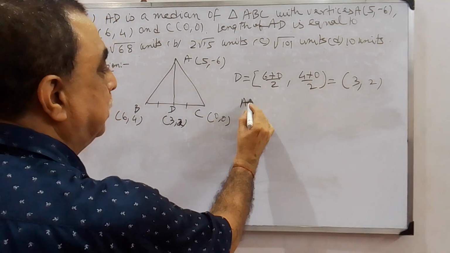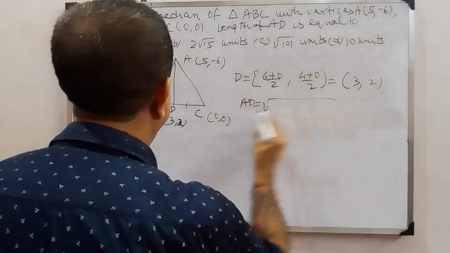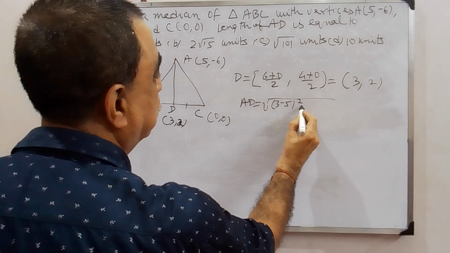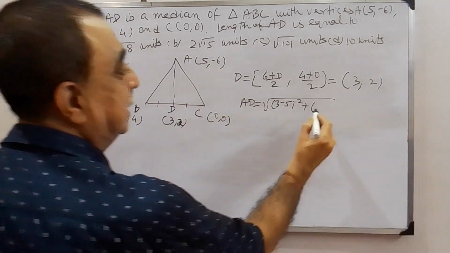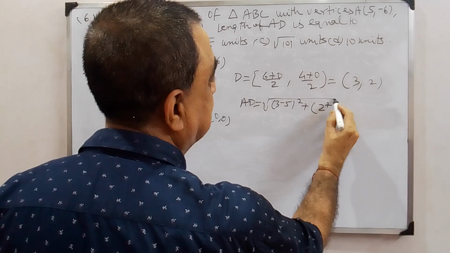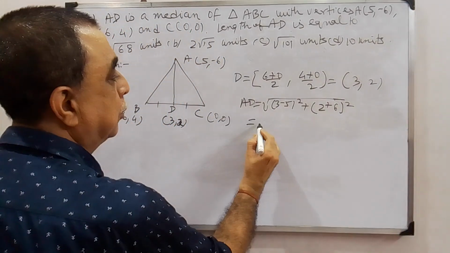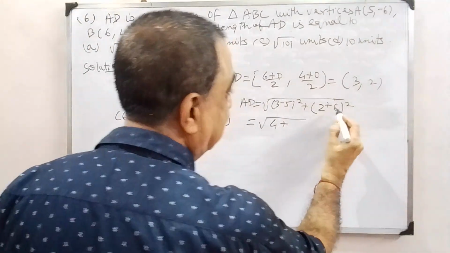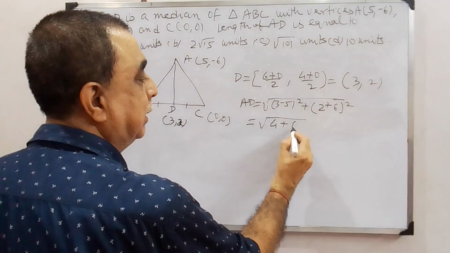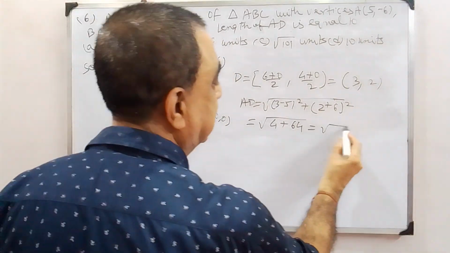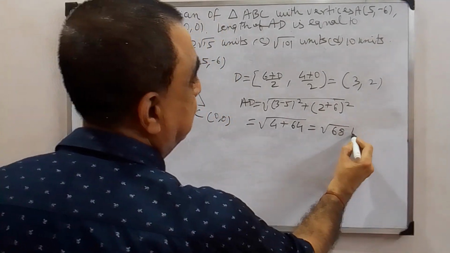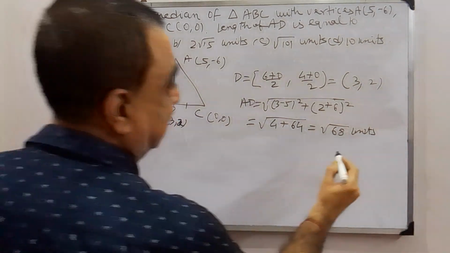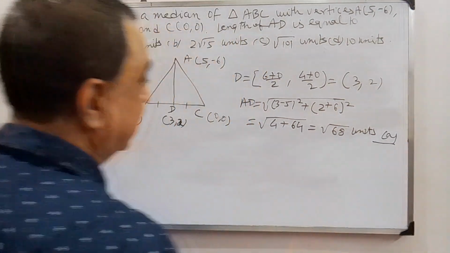So what is the length of AD? The length of AD will be the square root of (3 minus 5) whole square plus (2 minus 6) whole square. So minus 6 becomes plus 6. Minus 2 whole square is 4, and 2 plus 6 is 8, 8 whole square is 64. So this becomes square root of 68 units. So choice A is the correct choice.